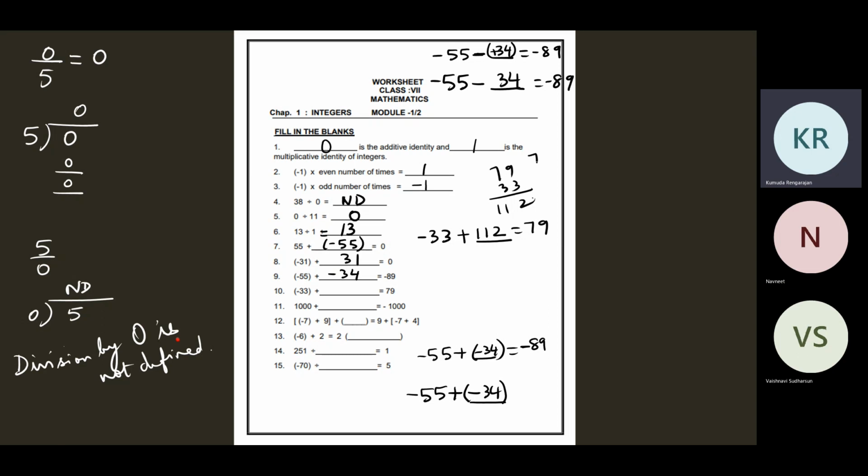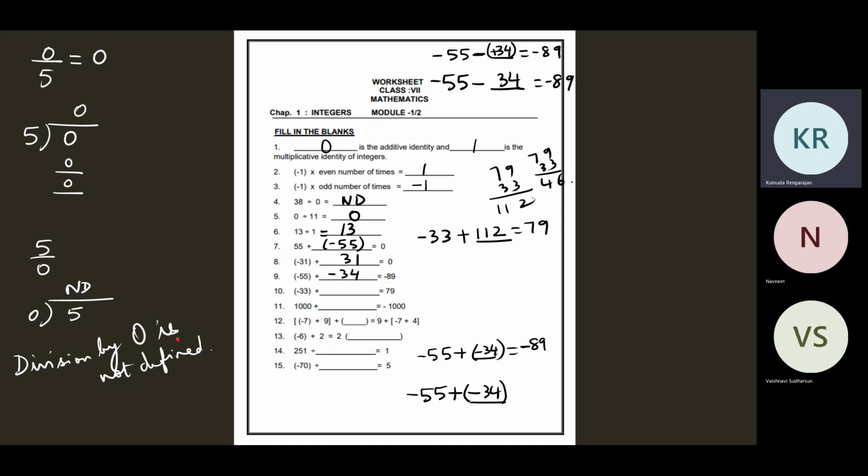Or the answer can be 79 minus 33, which is 46. Again, it can be plus 46 or minus 46. That you have to check. But the value can be only 112 or 46. One of these two is the answer.